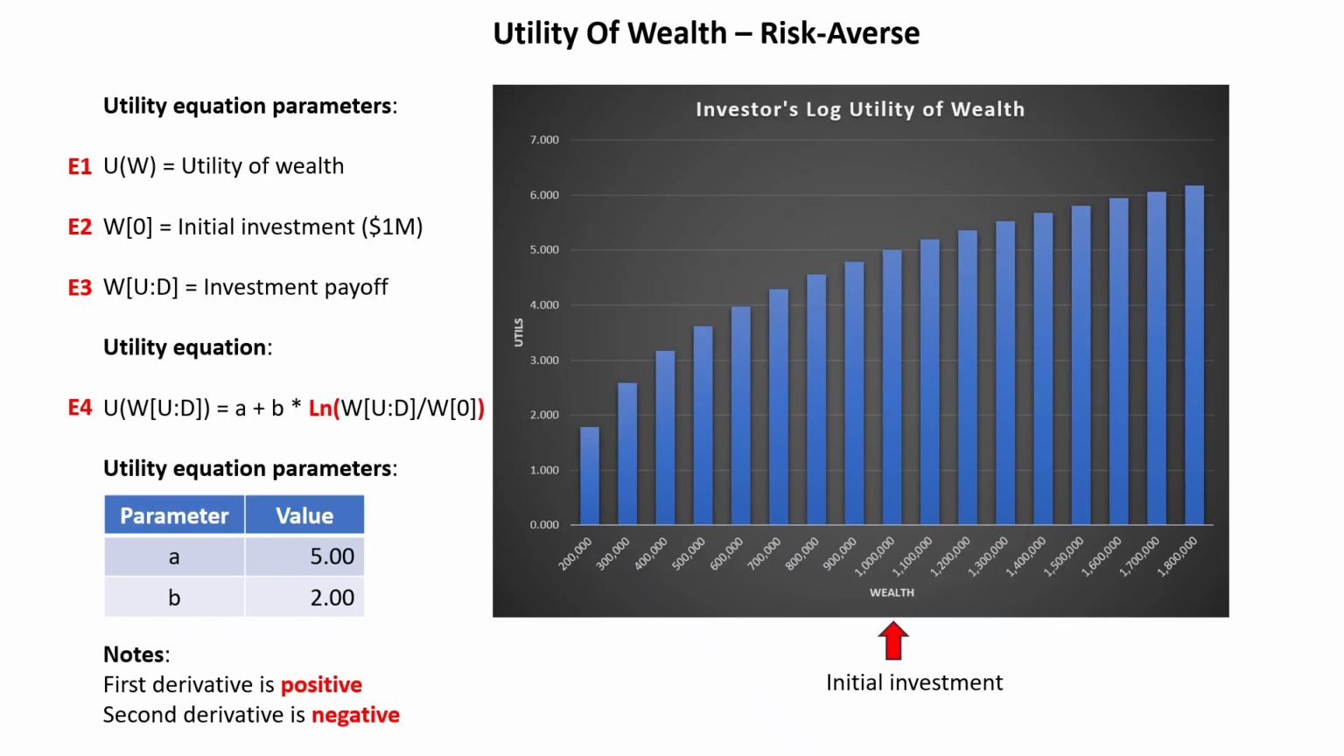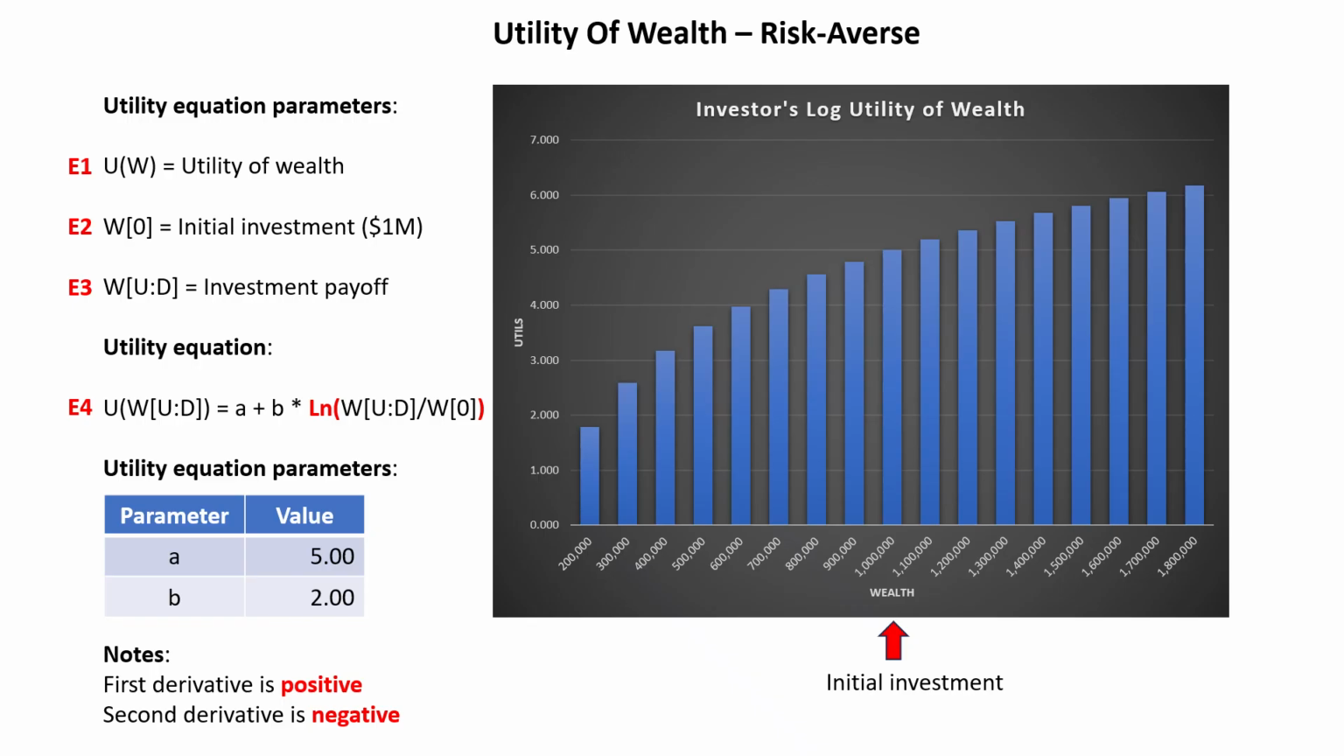So now we want to apply a utility model for the risk-averse investor. Just as in the previous slide, E1 is my utility of wealth, where W is my ending wealth, or my wealth at any point in time. E2 is my initial investment, still $1 million. E3 is my investment payoff. Nothing has changed. I have a payoff given that the market goes up, and a payoff given that the market goes down, and E3 would be my ending wealth, depending on whether the market goes up or down.